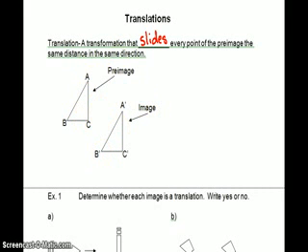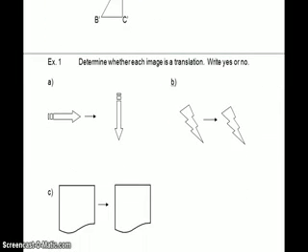Let's look at example 1. Determine whether each image is a translation, right? Yes or no. Look at A. Did we slide this? No, we did not. We actually kind of rotated that around, didn't we? So we're going to say, no, it's not. How about B? Did we slide that lightning bolt? Yes, we did. That is a translation. And C, did we slide this figure? Yes, we did. It looks slightly different, but in this case, we just slid it.